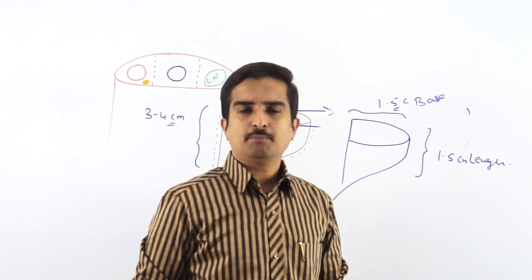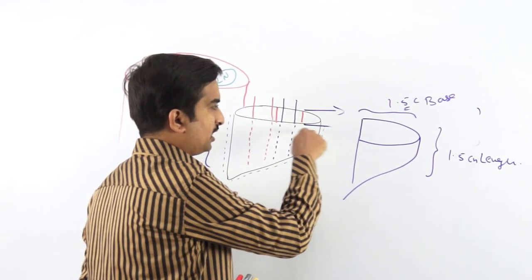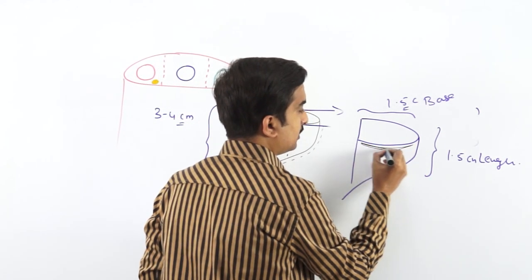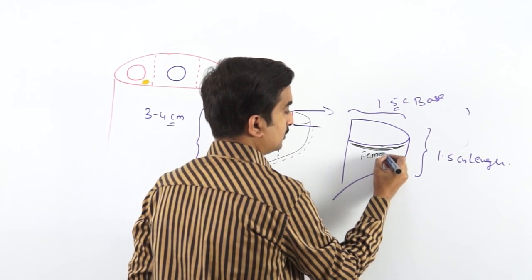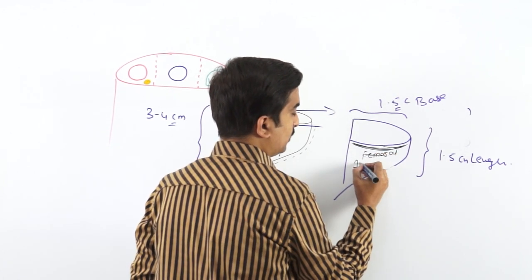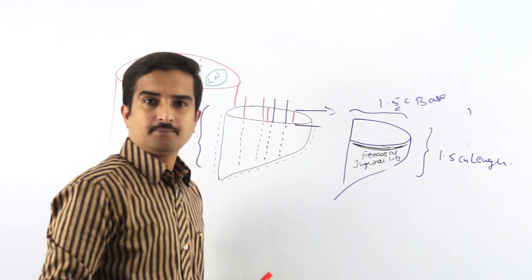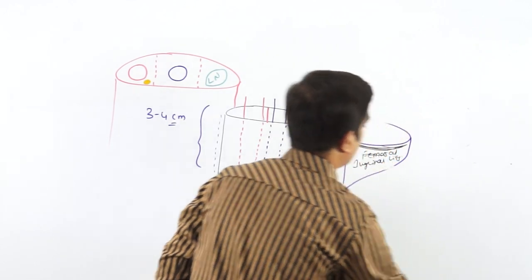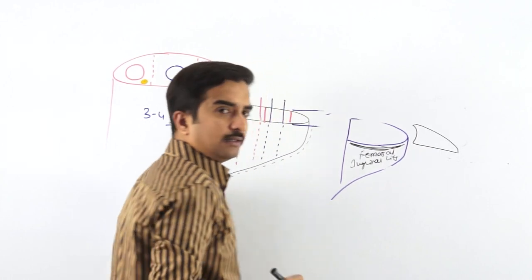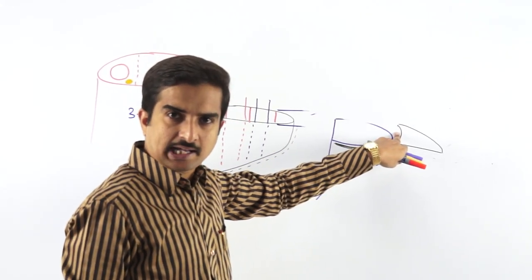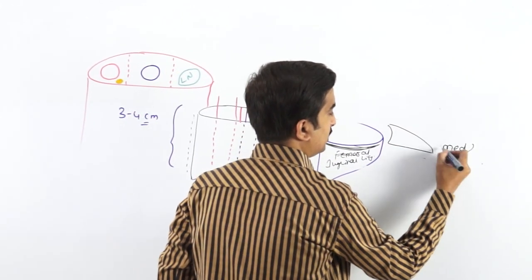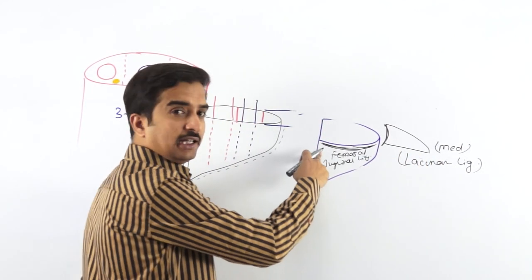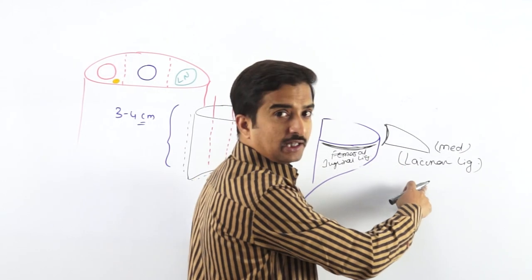Now let us see the boundaries of the femoral canal. Anteriorly, it is bounded by the inguinal ligament. Now, let us discuss the medial boundary as well as the posterior boundary. Medially, it is bounded by the concave margin of the triangular ligament called the lacunar ligament. Anteriorly, inguinal ligament. Medially, concave margin of the lacunar ligament.